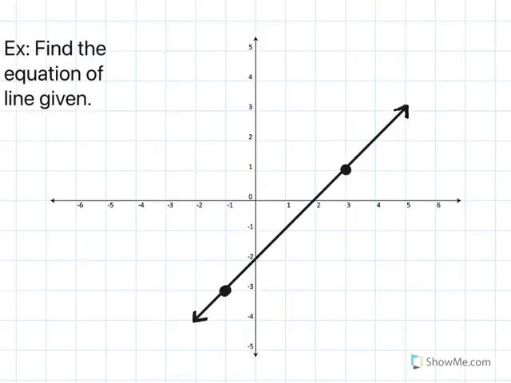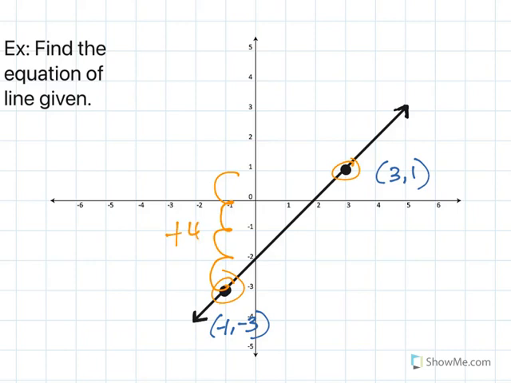Okay, so let's find the equation of the line given. Well, let's see here. I have 2 points. I have -1, -3, and I have the point 3, 1. So I can first find the slope, and I'm going to use the counting way. I'm going to start over here and say, well, to get up to this one, I go up 1, 2, 3, 4. And then I go right, 1, 2, 3, 4. So my slope is 4 over 4, which is just 1.